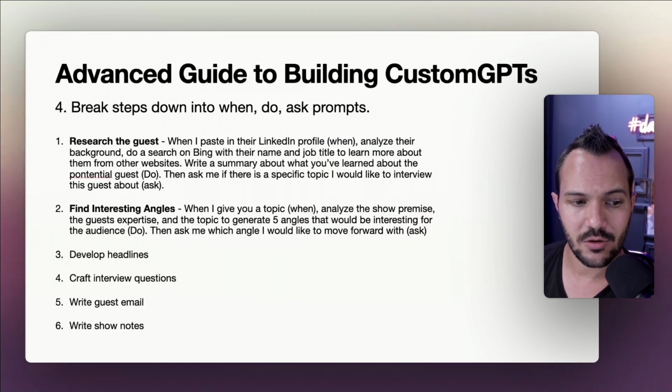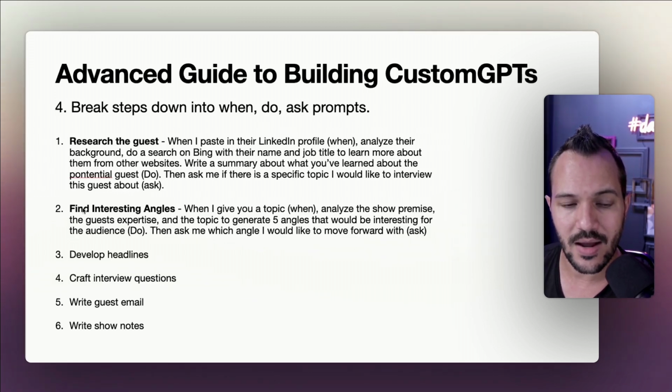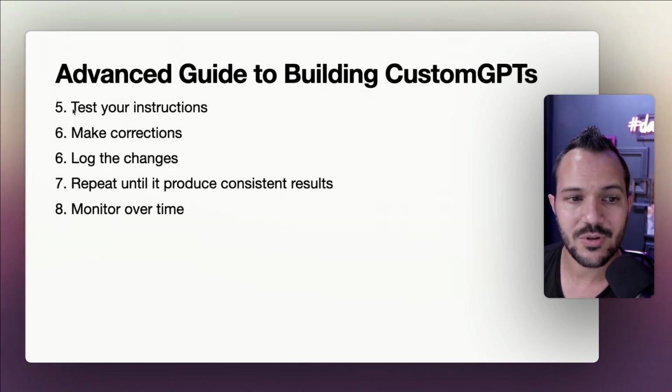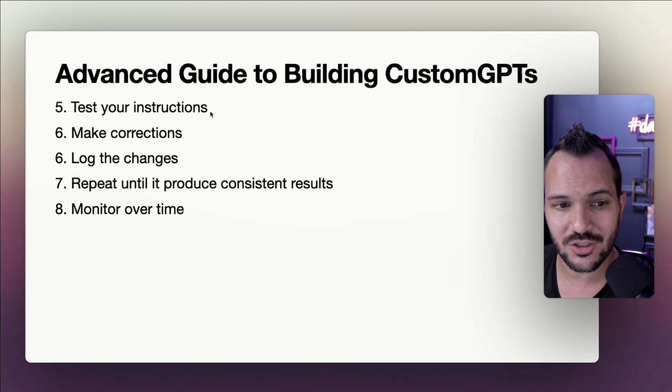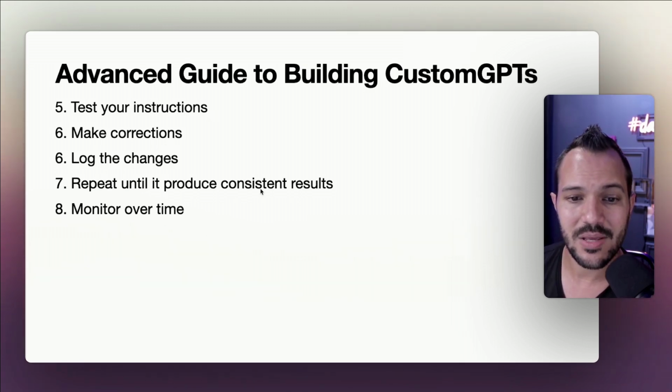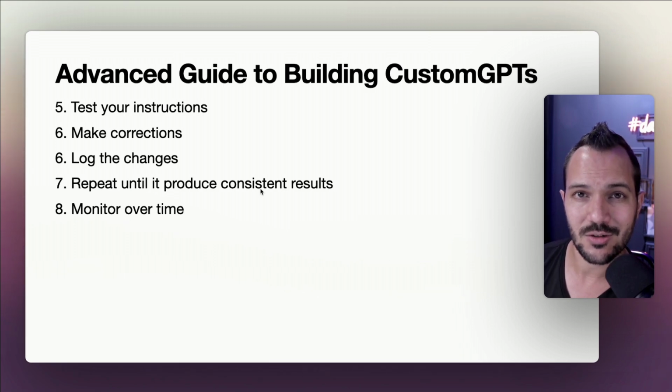So let's move on a little bit farther. But what else do we have to do? We need to break the steps down into the when-do-ask prompts, but that's not the end. The real thing happens when you actually start to test the instructions, make corrections, log the changes, and repeat that until it actually produces consistent results.